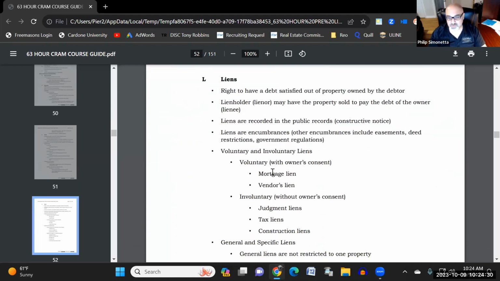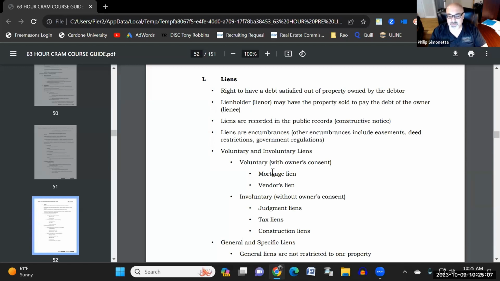Now let's talk about liens on property. A lien is the right to have a debt satisfied out of the property owned by the debtor. So if the owner of the property is sued or owes money, you could put a lien on the property to be paid. The lien holder, the lienor, may have the property sold to pay the debt of the owner, the lienee. Liens are recorded in the public records. When they're recorded, that's constructive notice. Liens are encumbrances. Other encumbrances include easements, deed restrictions, and government regulations.